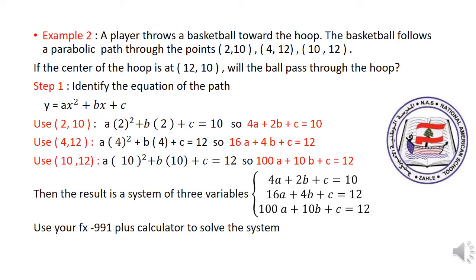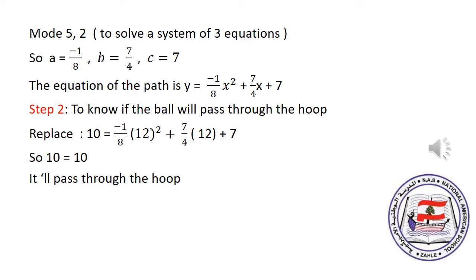As you notice, we have 3 equations with 3 different variables. So the result is represented by a system of 3 equations for 3 variables. To solve this system, we need to use the calculator. So we use mode 5, 2 to solve the system, and we get a = -1/8, b = 7/4, and c = 7. So the equation of the path is y = -1/8 x² + 7/4 x + 7.